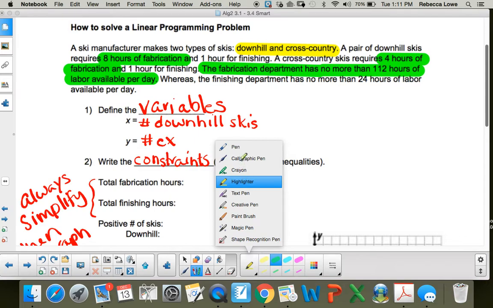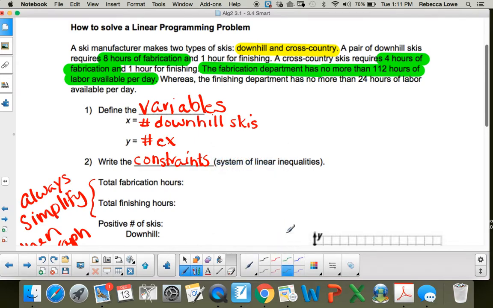We need to write that constraint, and I've labeled that constraint total fabrication hours. So we've got 8 hours for downhill, so that'd be 8 times X, because X is the number of downhill skis. So it's 8 hours for every pair of downhill skis, plus 4 times Y, 4 hours for every pair of cross-country skis. And we've got no more, that means less than or equal to 112 hours.